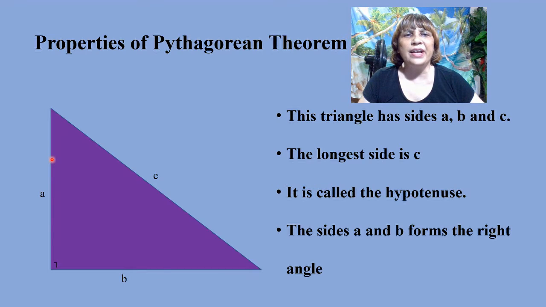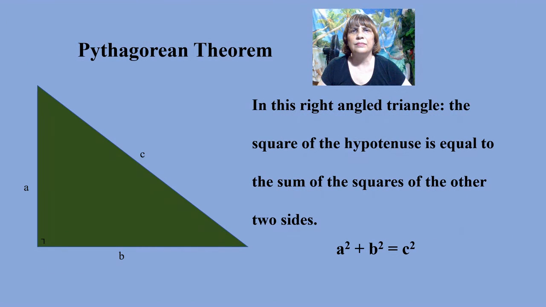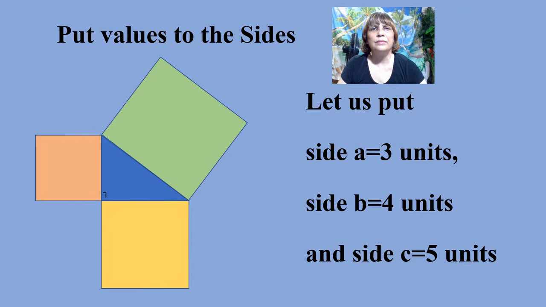Let's look at this triangle ABC. Sides A and B form this right angle, and the side C is called the hypotenuse. The Pythagorean theorem states that for a right-angled triangle, the square of the hypotenuse is equal to the sum of the squares of the other two sides. Let us make side A 3 units, side B 4 units, and side C 5 units.